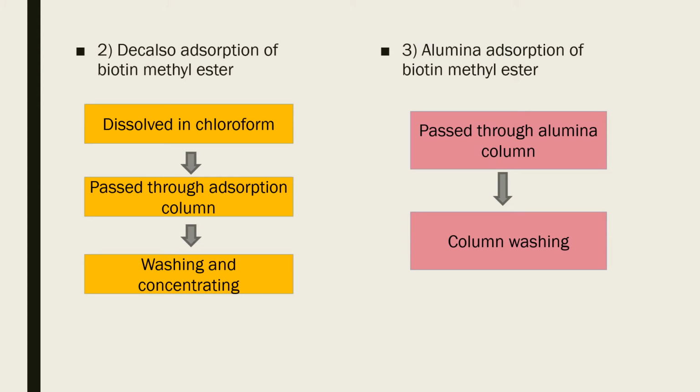Next is the decalso adsorption of biotin methyl ester. The biotin methyl ester is dissolved in chloroform and then passed through an adsorption column packed with meshed decalso in chloroform. The column is then washed with chloroform and 5% methanol in acetone. The eluate is then concentrated. Next is alumina adsorption of biotin methyl ester. Substance from previous steps are passed through column of activated alumina. The column is then washed with acetone, solution of 10% methanol in acetone, methanol, and solution of 20% concentrated ammonium hydroxide in methanol. It was then separated into few portions. Due to this, some eluate crystallized.